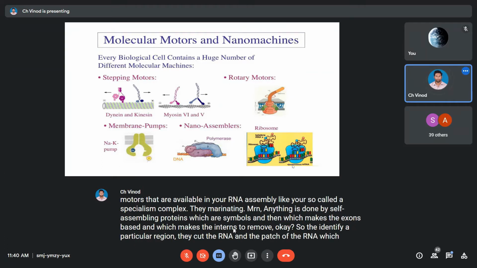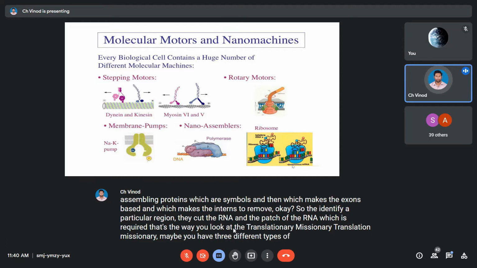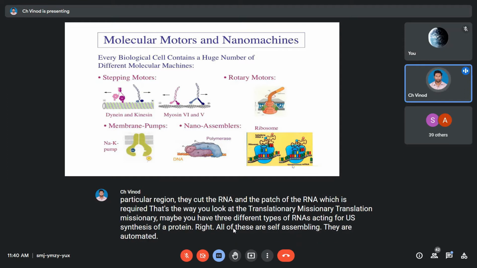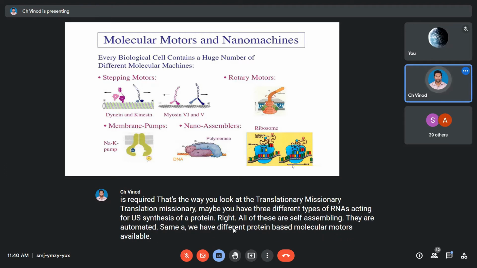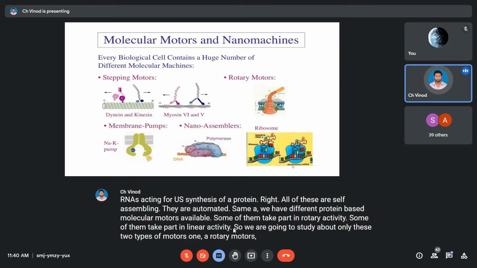which is required. The same way, you look at the translation machinery. Maybe you have 3 different types of RNAs acting for the synthesis of a protein. Right? All of these are self-assembling; they are automated. Same way, we have different protein-based molecular motors available. Some of them take part in rotary activity, some of them take part in linear activity. So we are going to study only these 2 types of motors. One are rotary motors and the other one are linear motors.